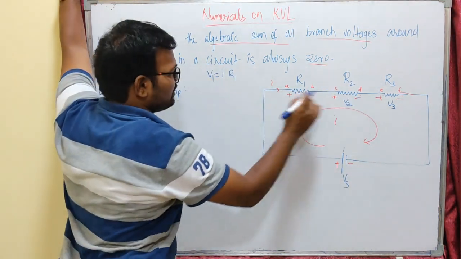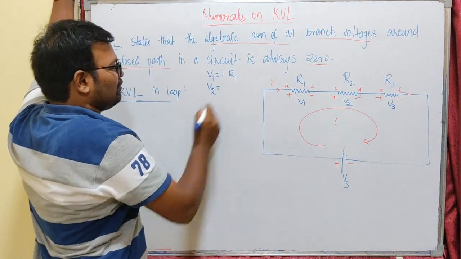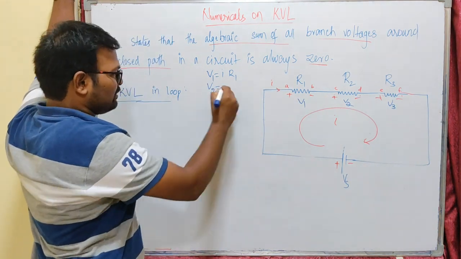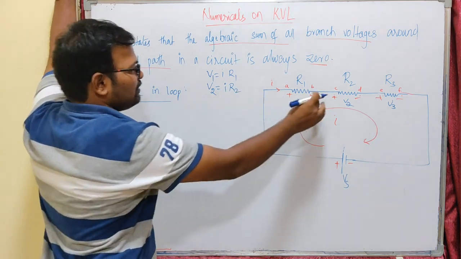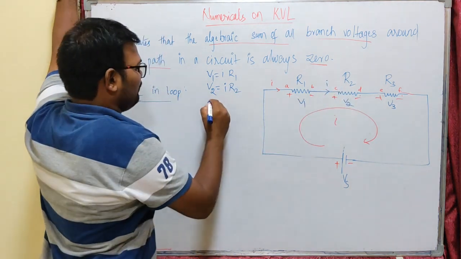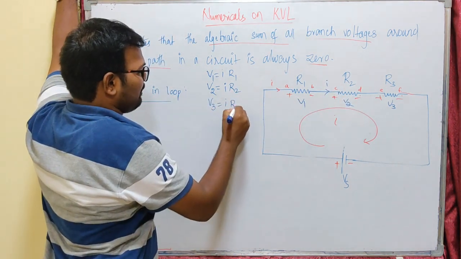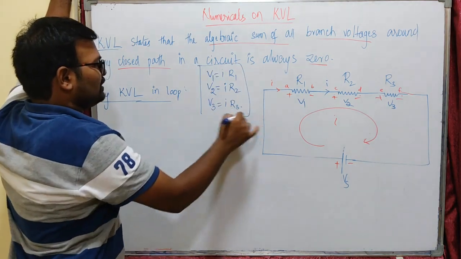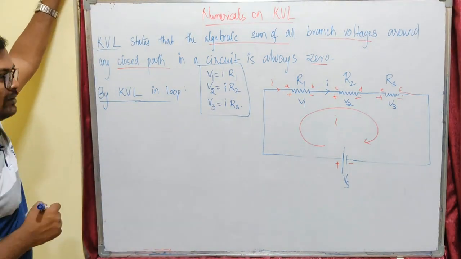Because it is a series network, the current will be the same. In a parallel network, the voltage will be the same. In a series network, the current will be the same. V2 will be current I into R2. V3 will be current I into R3. These are the basic ideas you should have.